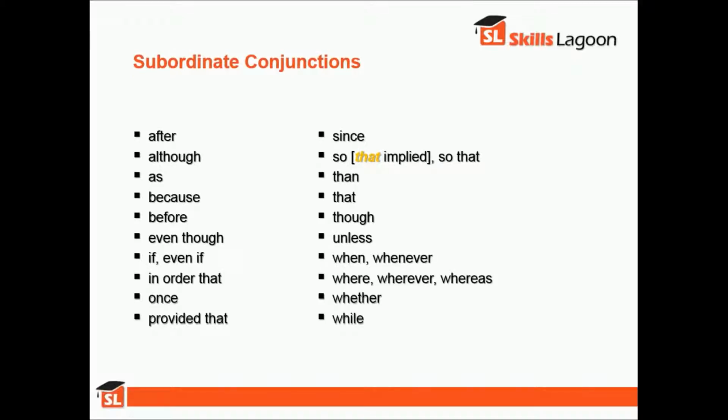And let's have a look at some of the subordinating conjunctions, examples of these. Here are some of the very common subordinating conjunctions, and their purpose is to introduce a dependent or subordinate clause. Although, because, even though, unless, when or whenever, you will see them quite often.